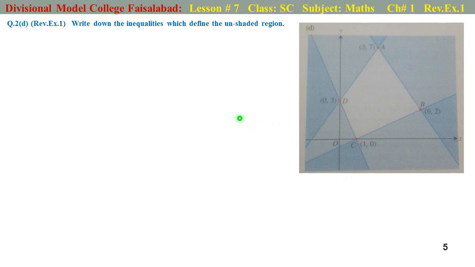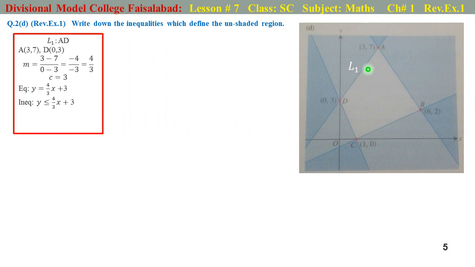This is the question from exercise review, exercise 1. It's question number 2, D part. Now look at this. In this graph, x and y axis are not labeled. We are given the points through which lines are passing. We will use here 2-point formula to find the gradient. Line L1 is this, which is passing through A and D. Because this line is cutting y-axis at this point, so this is y-intercept, which is 3.